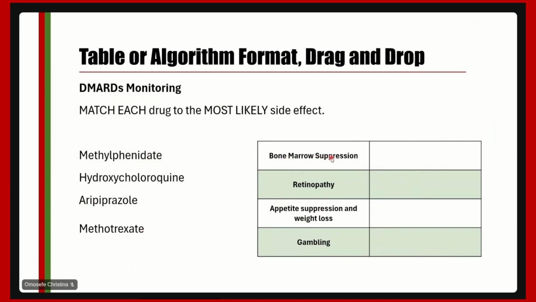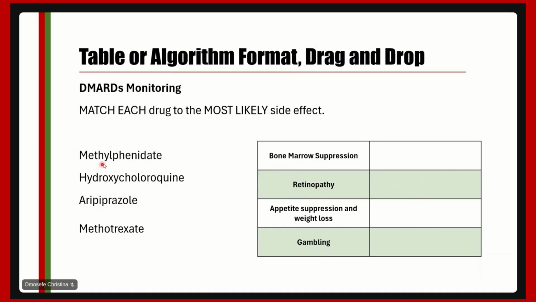So bone marrow suppression, which of these drugs causes bone marrow suppression? It will be methotrexate in the first one. Which of these drugs causes retinopathy? Hydroxychloroquine will go in the second space. Appetite suppression and weight loss is caused by methylphenidate. This then goes here. And then gambling is known as a side effect of aripiprazole, an antipsychotic medication. So that's the table or algorithm, drag and drop.